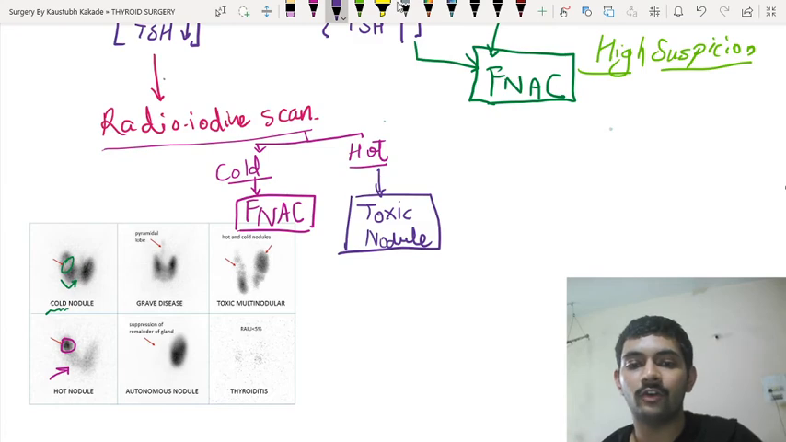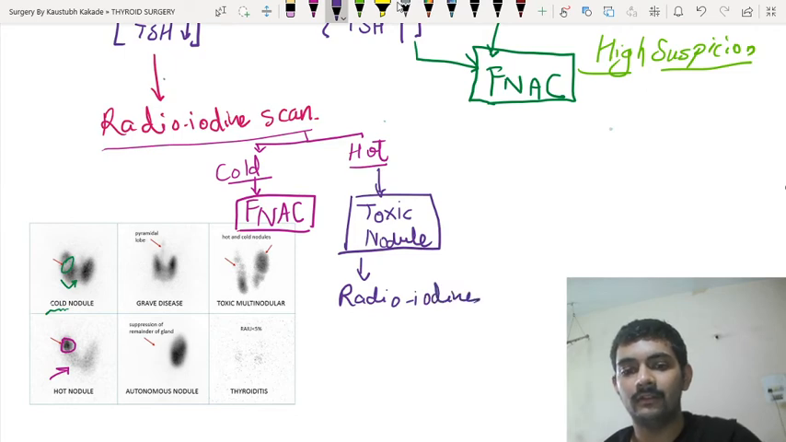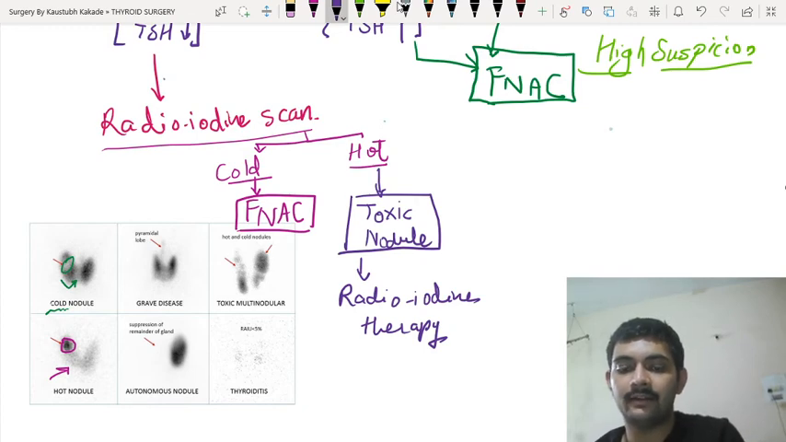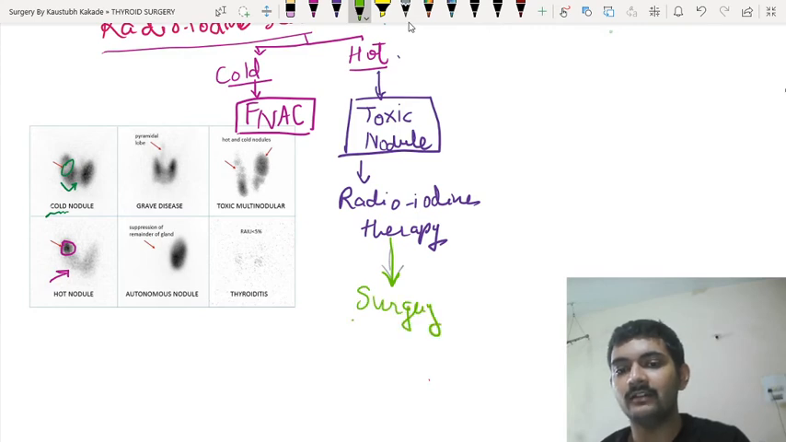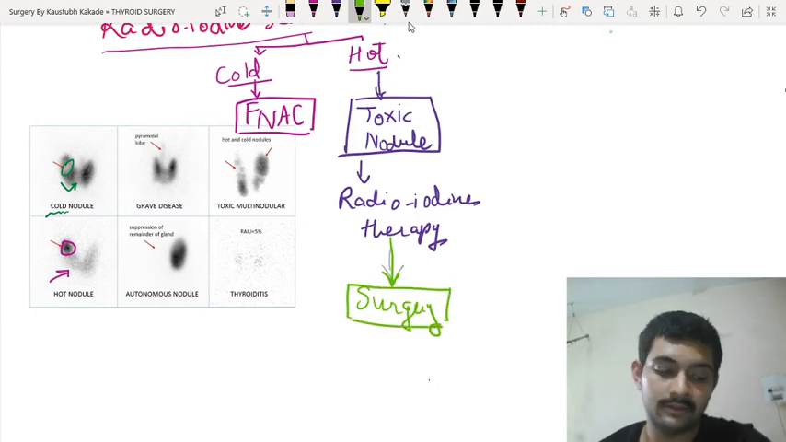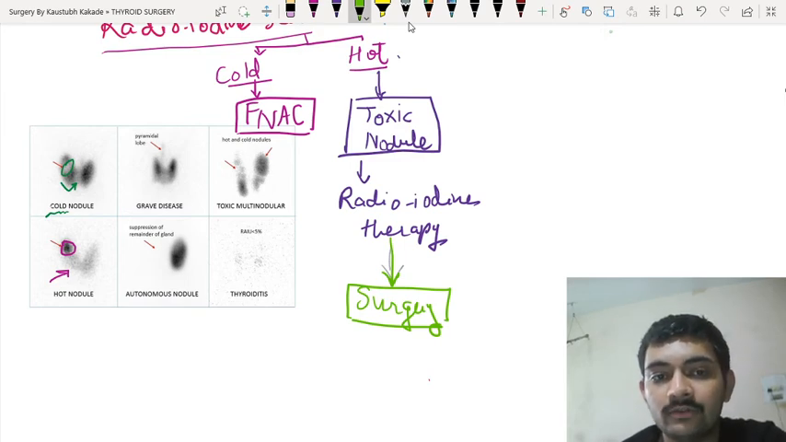In that case, what are you going to do? You are first going to give a radioiodine therapy, and this radioiodine therapy is to be followed by a surgery. Okay, this surgery will depend upon what lobe is involved in this, right? So that is all about here.